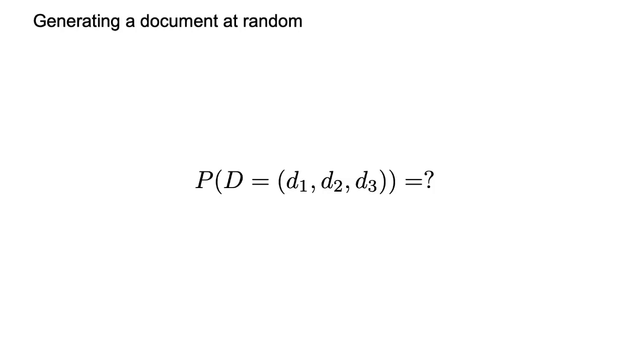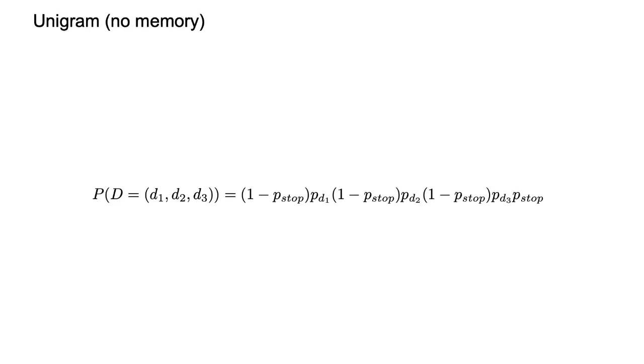See if it works. Okay, I think it should be 1 minus p stop times the probability of D1 times 1 minus p stop times the probability of D2 times 1 minus p stop times the probability of D3 times p stop. Yep, exactly. That's exactly what it is. You got it right. And it's exactly in the pedagogical order, right? The idea that you don't stop, you output D1, you don't stop, you output D2, you don't stop, you output D3, and then you stop. Exactly. Right? That's exactly it.